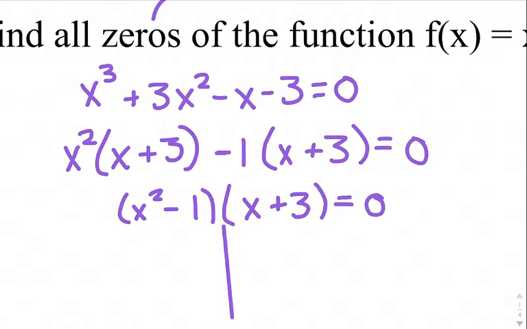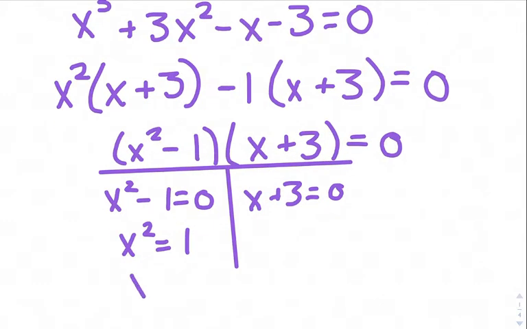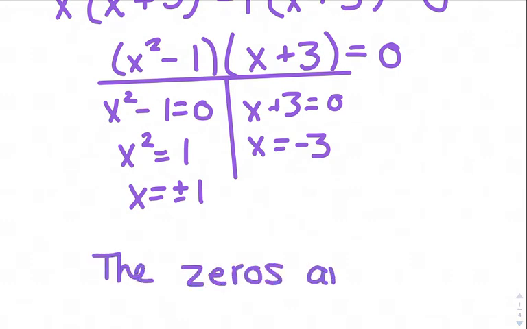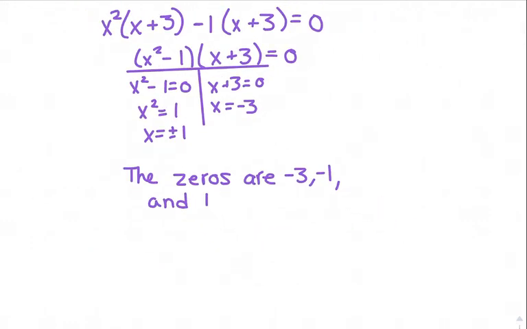Now, since it's factored, I can set each equal to 0, which means that x squared equals 1, or x equals plus or minus 1, because when you take the square root of 1, you're just left with 1. And then x equals negative 3. That means that these zeros are negative 3, negative 1, and 1. And that's all you have to do when it asks you to find zeros. All you do is set it equal to 0, factor, and then label what your zeros are.